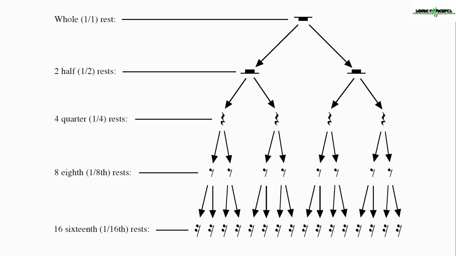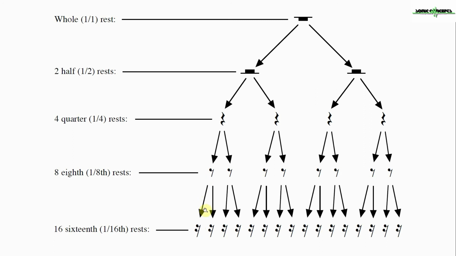But music is not just notes and sound. Silence has a duration too, and rests are a way of notating the duration of silence in music. These rests here correspond to the equivalent length of time as the notes previously listed. A whole rest, for example, has the same duration as a whole note, a half rest has the same duration as a half note, a quarter rest has the same duration as a quarter note, an eighth rest has the same duration as an eighth note, and a 16th rest has the same duration as a 16th note.